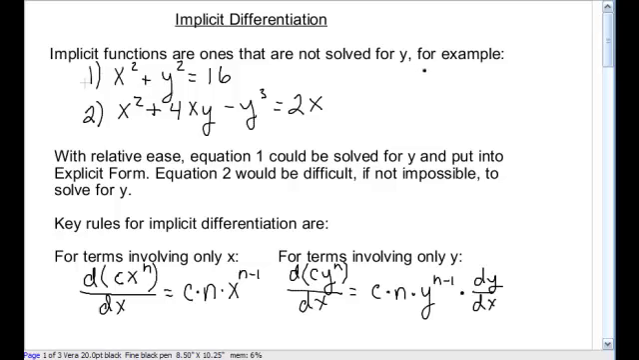Implicit functions are functions that are not solved for y. Two examples are given here. Number one is a simple equation of a circle, and number two is some more complicated expression.